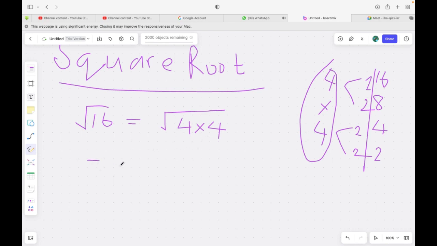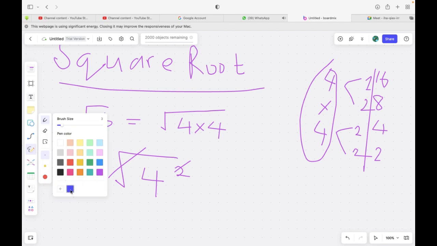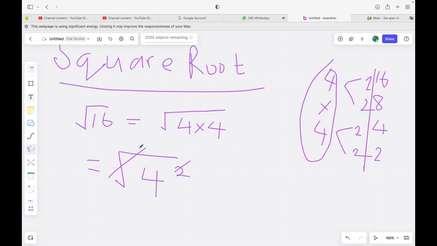So the next step is to say the root of 4 square. Because 4 times 4 means 4 square, instead of writing 4 times 4, I simply replace it with 4 square. Square always cancels square root, and square root always cancels square. They cancel each other out, so the remaining answer is 4. That's why the square root of 16 is 4.